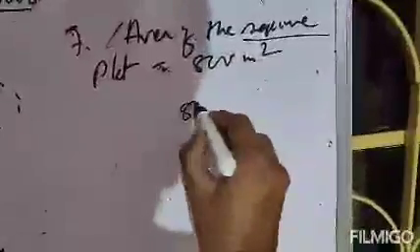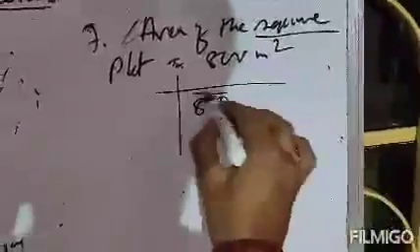Area of the square plot equals 800 meters square. We have to find the length of the side. So we will take the square root of this number, as the plot is a square, therefore all its sides are the same. Clear? So we will take the square root of 800 to find the length of the side. Square root of 800, that means we will take 2 zeros.